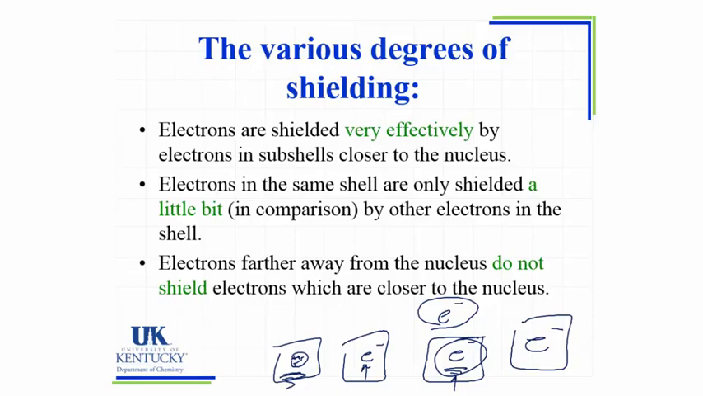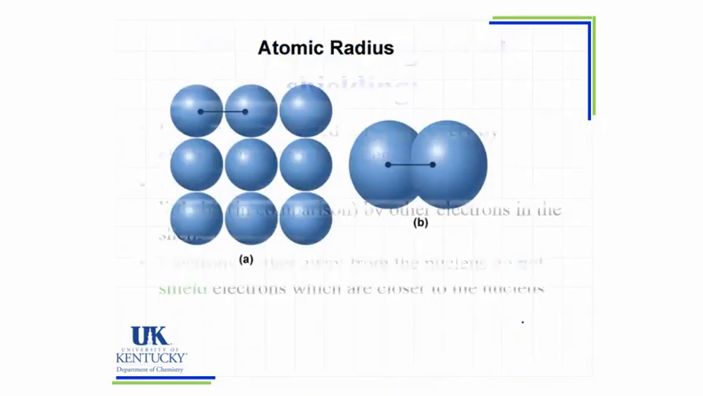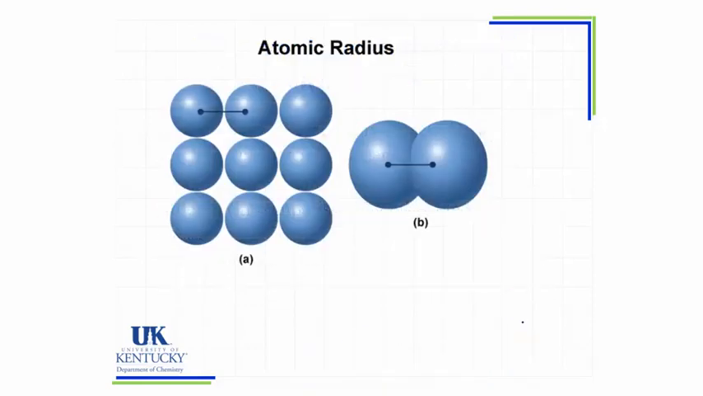So what does this have to do with anything? Why do we care about effective nuclear charge? Why do we care about shielding? Well, the reason is we can use this to learn trends in atomic radius and then eventually in ionic radius. How do we define atomic radius? Well, we know what a radius is. A radius would be the distance from the nucleus to the outside of this circle. However, you can't determine where the outside of that circle is very well.